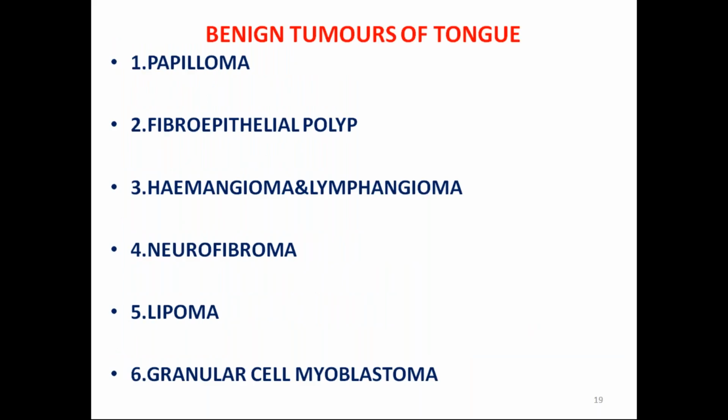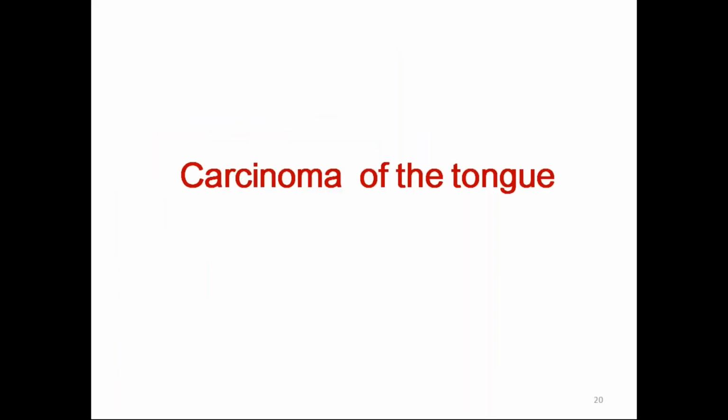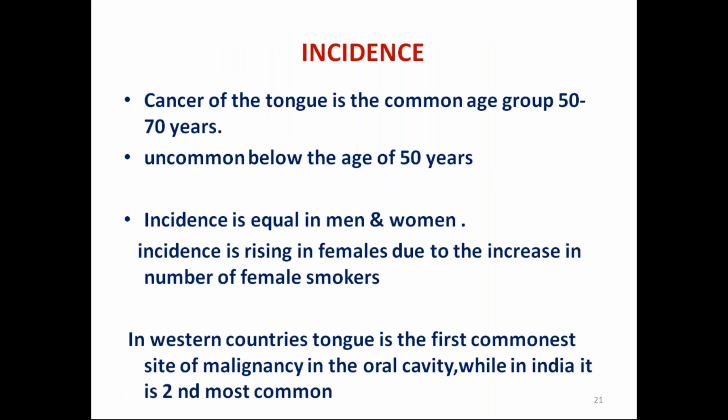So coming to the tumors, that is papilloma, fibroepithelial polyp, hemangioma, lymphangioma, neurofibroma, lipoma, and granular cell myoblastoma. Coming to carcinoma of the tongue, the incidence is common in the age group of about 50 to 70 years, and uncommon below the age of 50 years. The incidence is equal in men and women. Incidence is rising in females due to an increase in the number of female smokers.